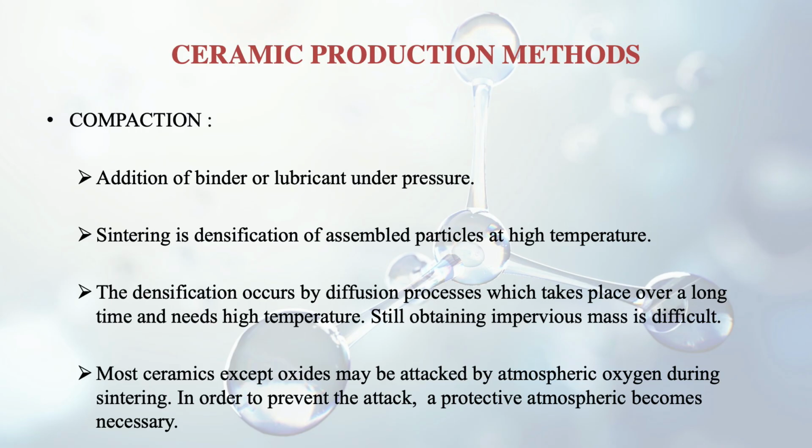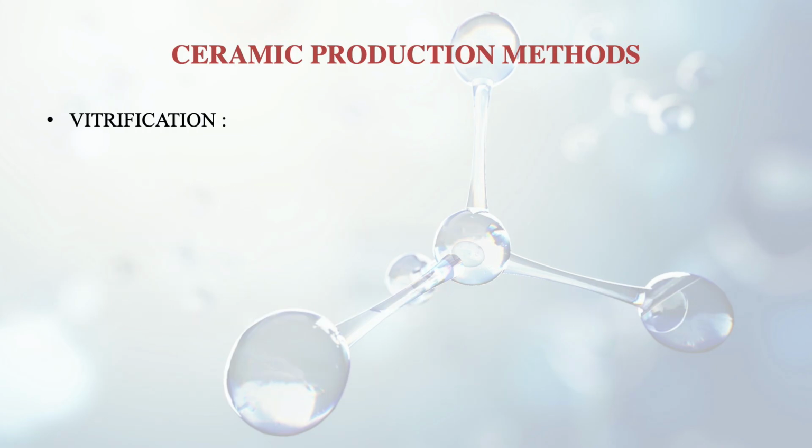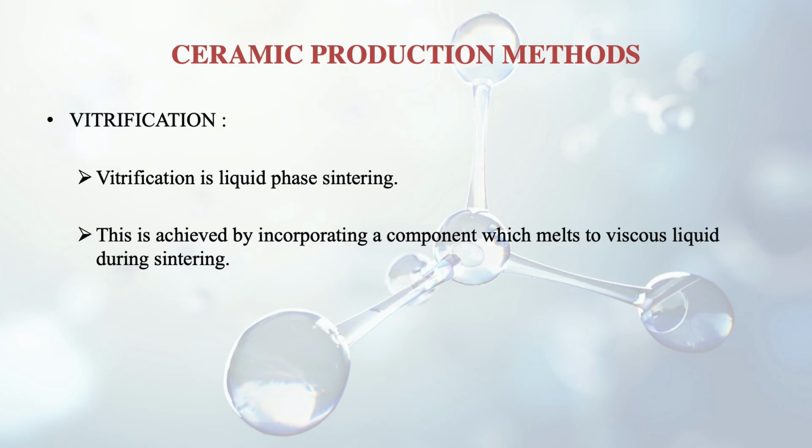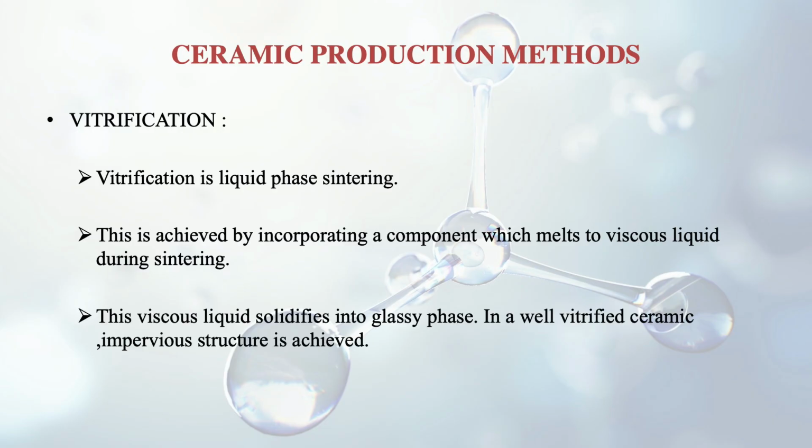Then the second process after compaction is that of vitrification. In vitrification, what is being done? Liquid phase sintering is taking place. In the earlier one, the first one, there was solid phase sintering. This is liquid phase sintering. This is achieved by incorporating a component which melts to a viscous liquid during sintering, and this viscous liquid solidifies into a glassy phase in a well vitrified ceramic, which is an impervious structure. So this is giving us a better product because it is giving us an impervious structure.